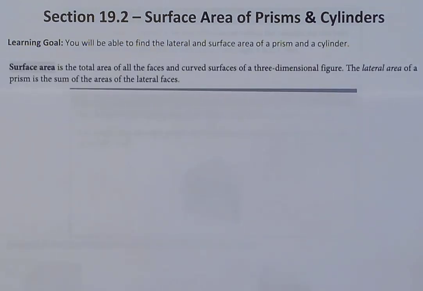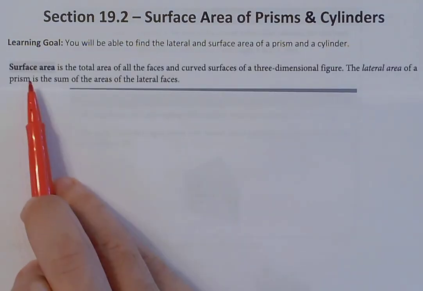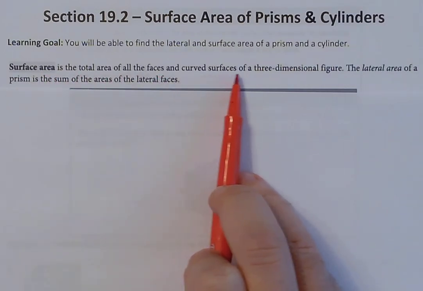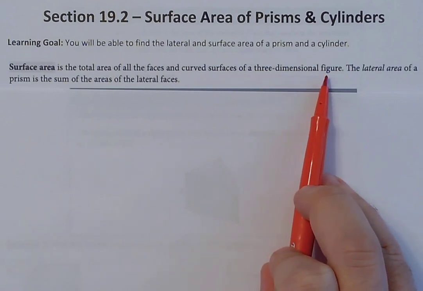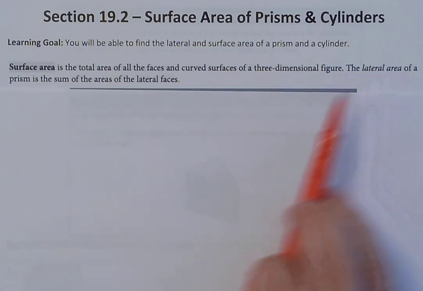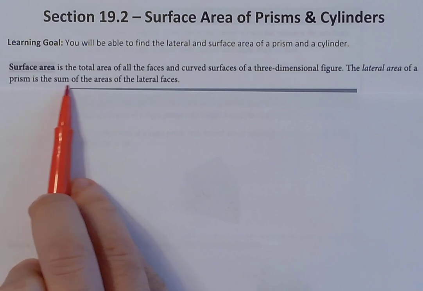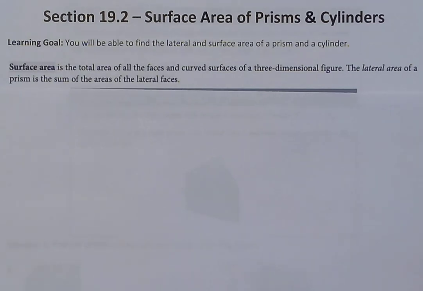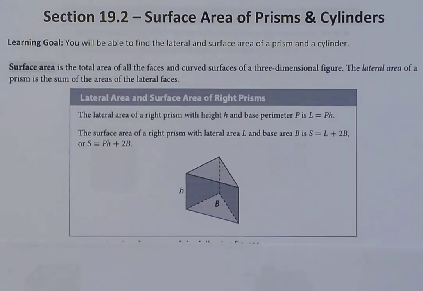And that's what this part here talks about: surface area is the total area of all the faces and curved surfaces of a three-dimensional figure. The lateral area of a prism is the sum of the areas of the lateral faces, the sides. The bases, you add those to the lateral area to tell you the surface area. So, how do we go through and find the surface area of a prism? That's where we're going to start today.